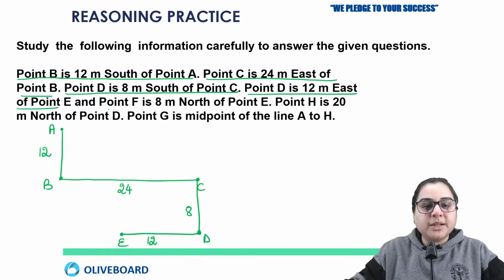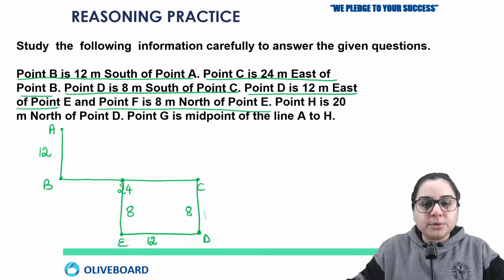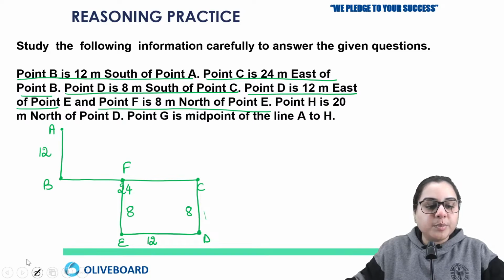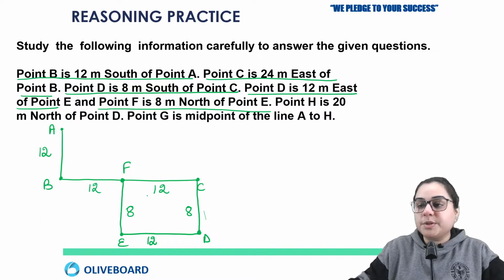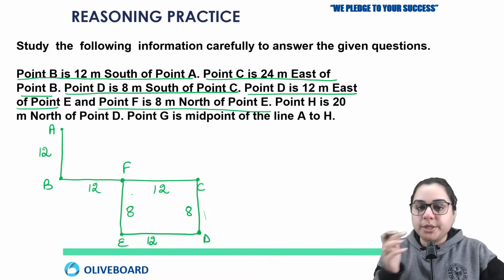Okay, next statement that we have is that point F is 8 meter north of E. So north of E, and if it is 8 meter, so parallel to this it is DC. So this 8 meter will be equal to DC, and hence this will be marked as point F. So let me divide this 24 into two parts. So this 24 will be divided here into 12 and 12. The distance between B and F will be 12, and the distance between F and C will also be 12.